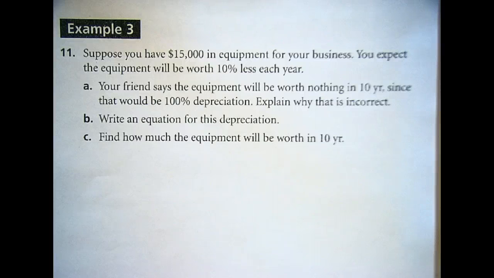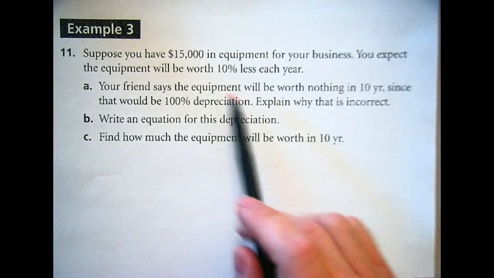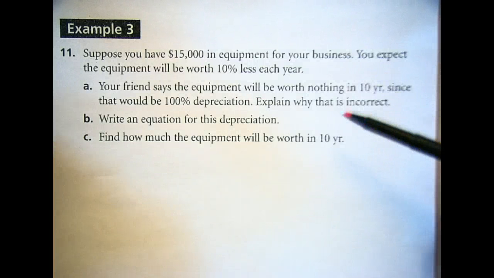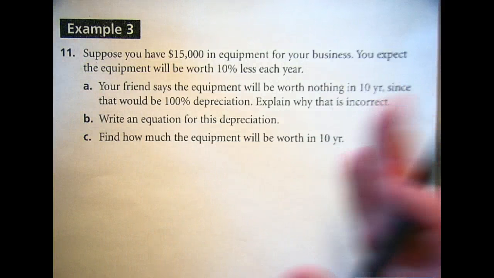So this is decay, and I think your friend might be thinking about linear, right? If you're going down 10% every year, that's a linear decrease. You're adding negative 10 every time. And that's not what's happening there.